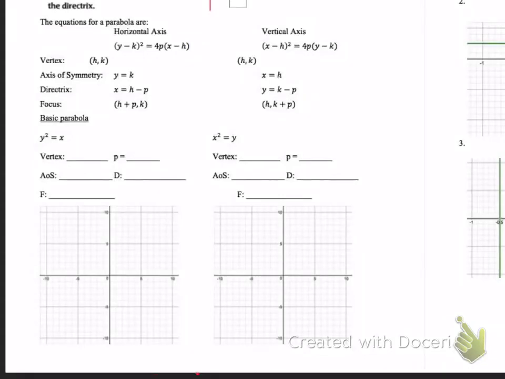Okay, so 9.2 parabolas. There are two different types. We have horizontal and vertical.